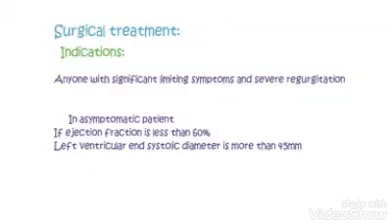Indications of surgical treatment. In case of symptomatic patient, surgical management may be needed. Anyone present with significant limiting symptoms and severe regurgitation is managed through surgical approach. In case of asymptomatic patient, if ejection fraction is less than 60% or left ventricular end systolic diameter is above 45 mm, this patient can be managed through surgical approach. So you should remember, if the ejection fraction is less than 60% or left ventricular end systolic diameter is more than 45 mm, this is the indication for surgery in asymptomatic patient.